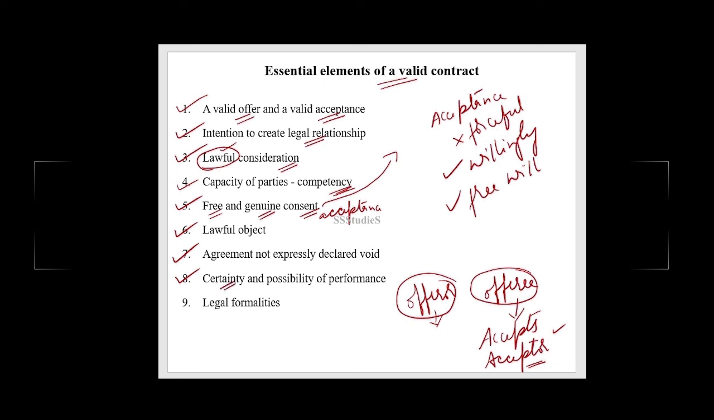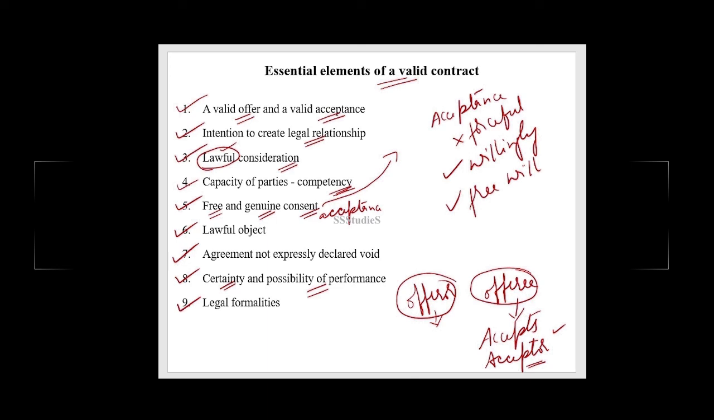Okay, and also the agreement should be possible to be performed. If the agreement is to sell a magical carpet, definitely there is nothing like a magical carpet, right? So in this case, the agreement is impossible to be performed. All these agreements should be certain. They should be in definite terms. There should not be ambiguity, and it should be possible to be performed.